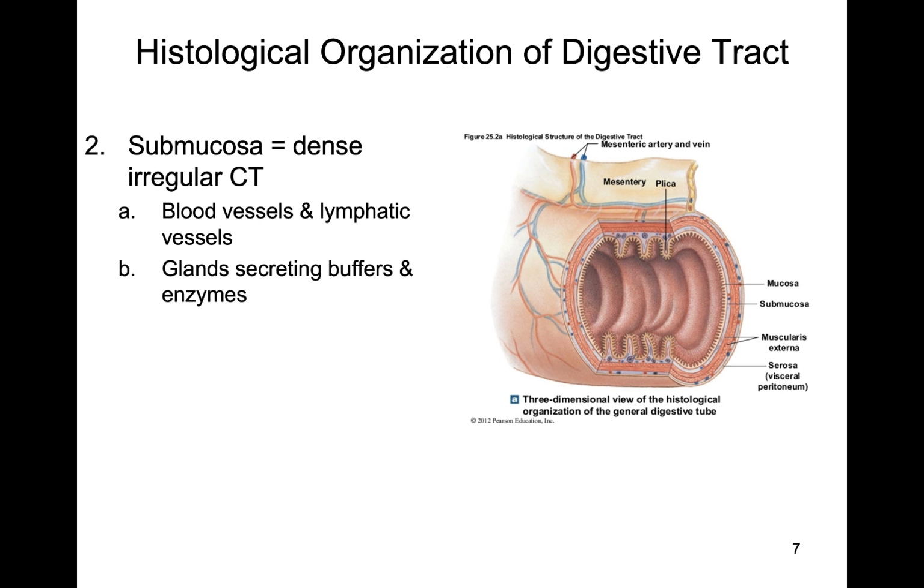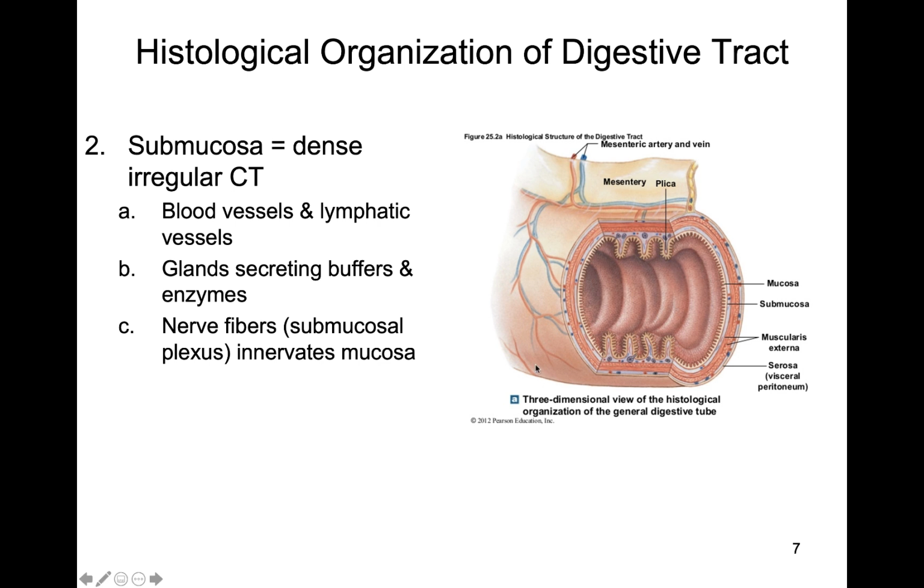And then also there are glands secreting buffers and enzymes, so the pH in your stomach is low. Now, if the pH is low, once the acid goes into your intestine, it's going to burn the lining of the intestine unless it's neutralized. So there are going to be these buffers in the intestine that are going to neutralize the acid so it doesn't burn your small intestine.